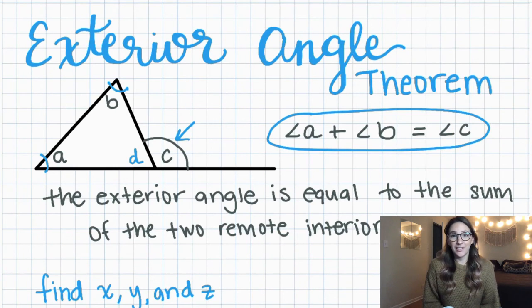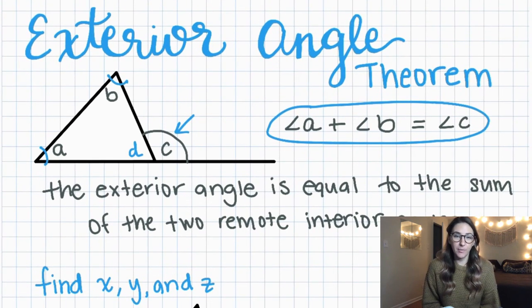And that's it. That's how we can apply the exterior angle theorem as well as the triangle angle sum theorem to solve for missing angles in triangles as well as solving for unknown variables.